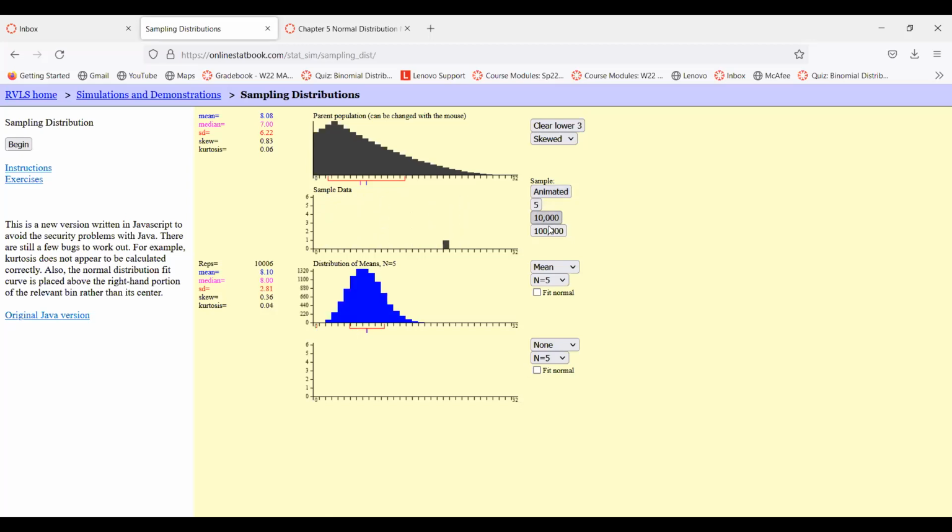I can increase the sample sizes to get a better mean, and then the distribution becomes much more normal. Just take a look at this. This is the basis for the central limit theorem.